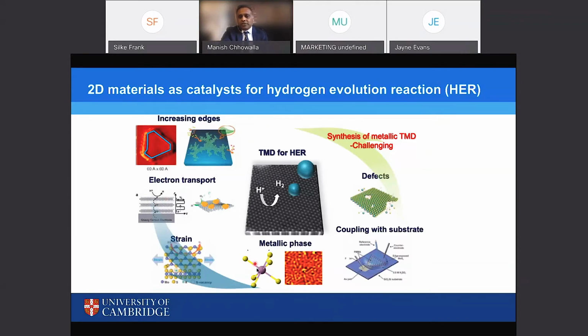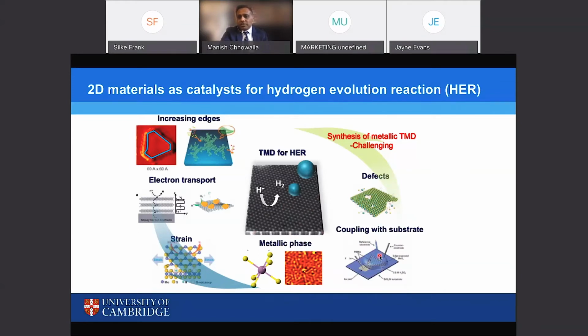In 2013, we showed that the metallic phases of these TMD materials, the 1T phase in particular of MoS2, is an extremely good catalyst for the HER reaction. Furthermore, we showed that the activity of the metallic phase was not isolated just at the edges. In fact, the basal plane was also catalytically active. And this led to a significant enhancement in catalytic activity because now you have more active sites on the basal plane mediating the HER reaction.